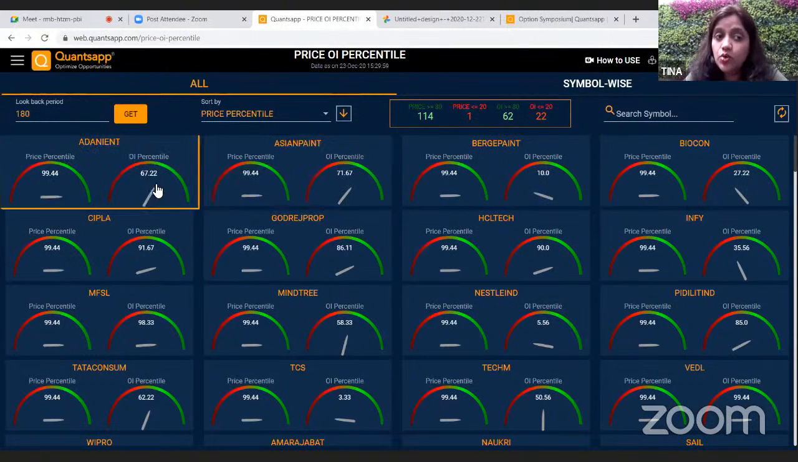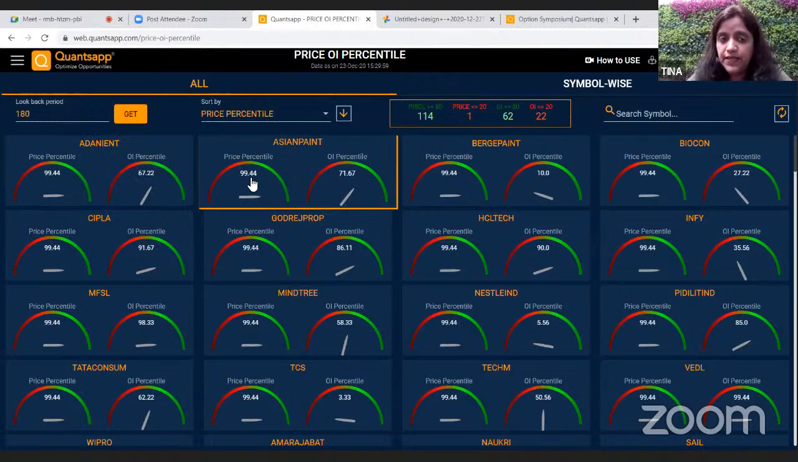Now look at how the OI has behaved over this period. So the price is at the upper point. When you see a price percentile of 99, say 90 and above, that means the price is towards the highest point of those data points. And if the OI is also above 90, then the OI is also at the highest point. So if you look at Adani Enterprises, price is at the highest point, OI is around 67.